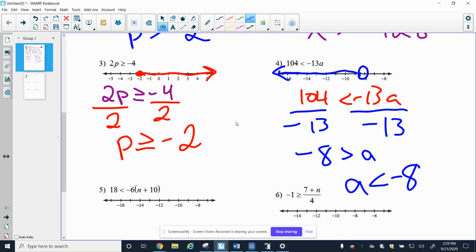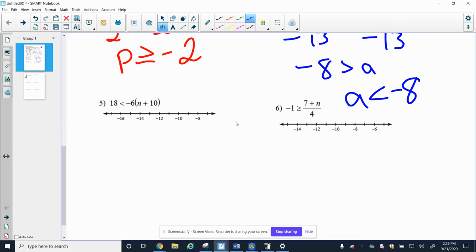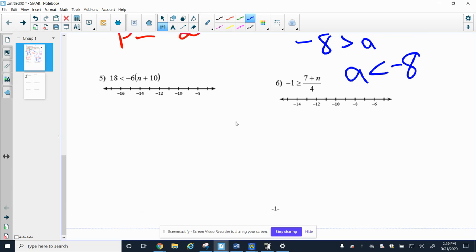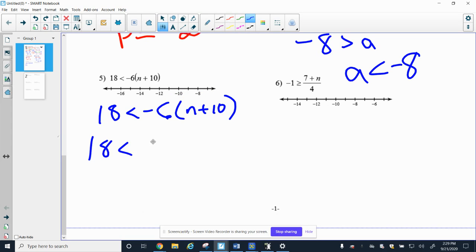Now we're just going to build from here and make some tougher solving problems. Okay, so this will be good practice from last week. 5, 18 is less than -6 times parentheses n plus 10. So we follow all the same solving rules. We're going to start by multiplying the -6 to both. Covering up my number line. Okay, so we'd have 18 is less than -6n minus 60.